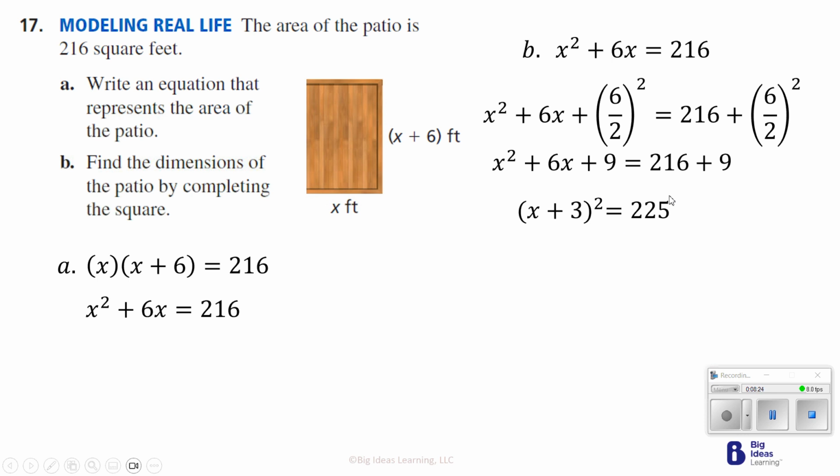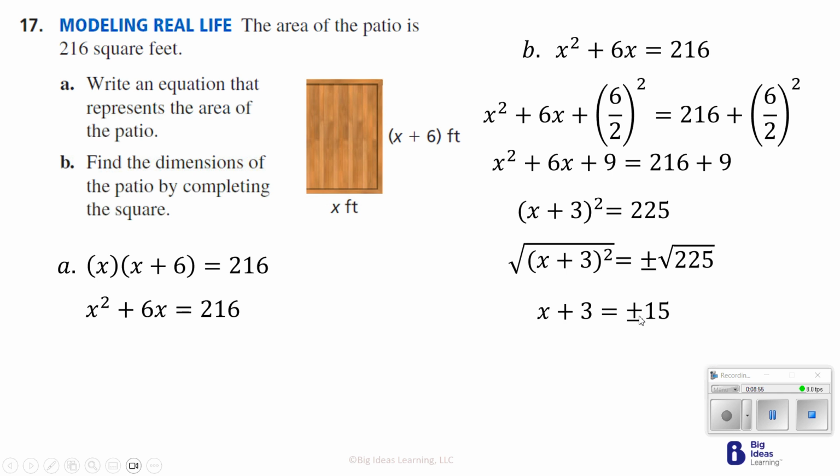Now we're going to take the square root of both sides. So the square root of x plus 3 squared equals plus or minus the square root of 225. Now we remember that 15 times 15 is 225, so we're going to pull that out of the square root symbol. We're going to pull x plus 3 out of this symbol. Remember that the square and the square root cancel each other out.